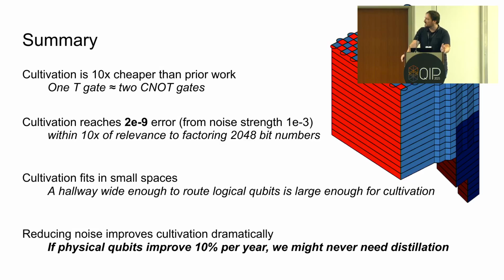For me, the most exciting thing about it, though, is that it's so small that you can put it anywhere. I'm used to thinking of factories as these enormous things that you put on one side of the computer, and they produce states, and they travel somewhere else, and they're consumed. But cultivation is so small that if you have a hallway that something else could travel along to get somewhere, it fits in the hallway. So why would you make it over here when you could just make it directly there, and then all of a sudden your routing costs go way down?